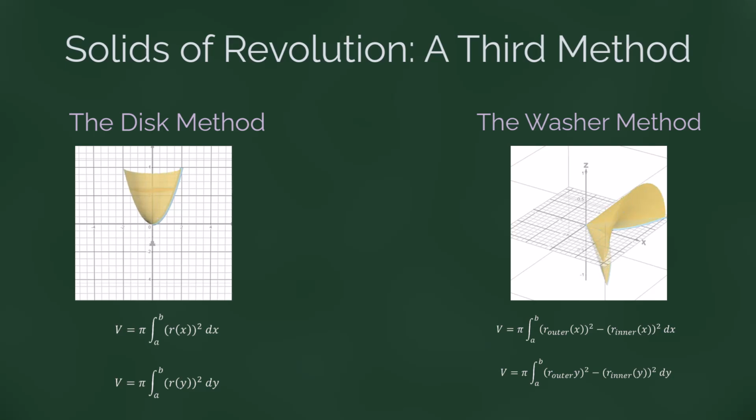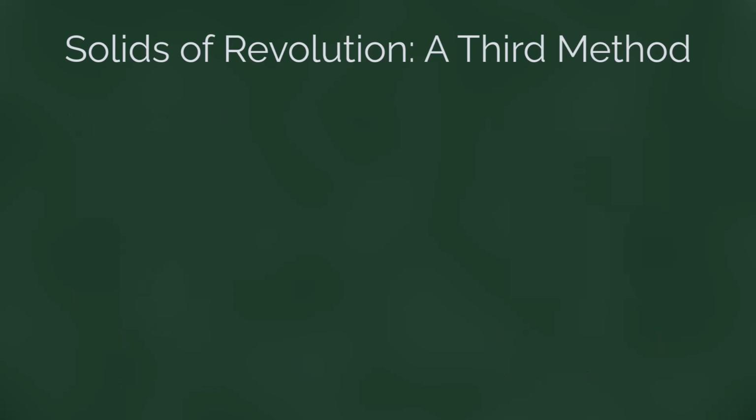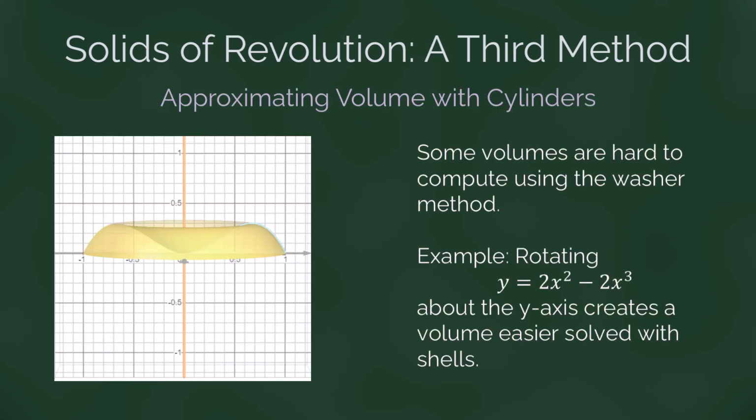We've seen two methods for calculating the volume of solids of revolution: the disk method, when the cross-sections were circular, and the washer method, when the cross-sections had holes in them. Here we're going to learn a third method, which involves using cylinders to approximate volume. Some volumes are really hard to calculate using either the disk or washer method.